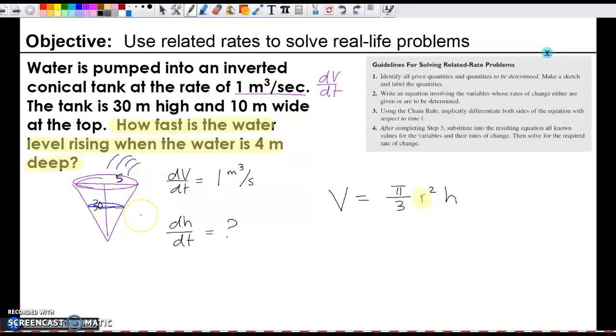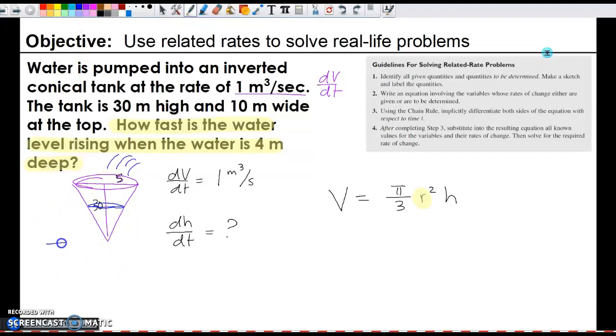So if this happens, if you have several variables in an equation, you need to find a way to change your equation to just have two variables, preferably the ones for which you have rates. Now if you had dr/dt, we'd be fine, because then you could just use the product rule. But we don't have dr/dt. We don't know how fast the radius is changing. So we need to find a relationship between the height and the radius.